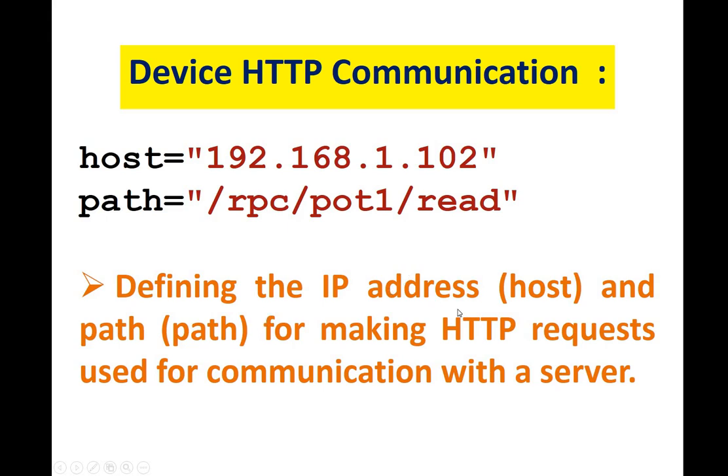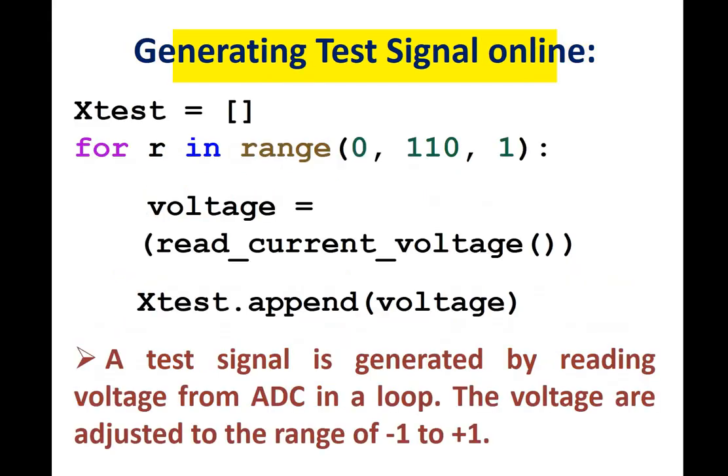So defining the IP address and the path for making the HTTP request is used for communication with the server. Server means a simple device, you can think. It serves the data, and generating a test signal online. The program looks very simple. You are trying to create an array of X test in the first line. Then in 110 points you have to generate.